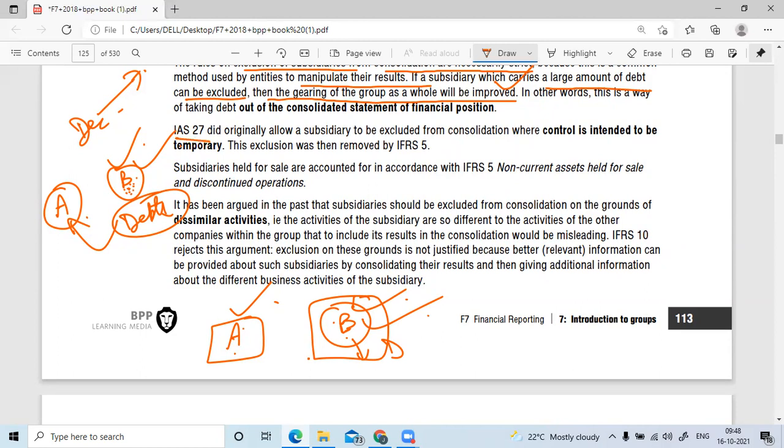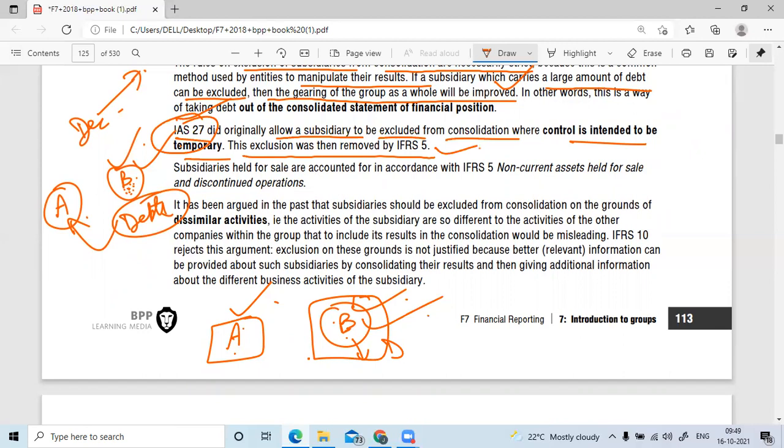IAS 27 did originally allow a subsidiary to be excluded. This standard allows a subsidiary to be excluded from consolidation where control is intended to be temporary. That means they don't want to continue that business for a long time; they want to continue only on a temporary basis. This exclusion was then removed by IFRS 5. That means that particular point was there, but now IFRS 5 has made it strict. You cannot show that it's a temporary business and remove it directly.